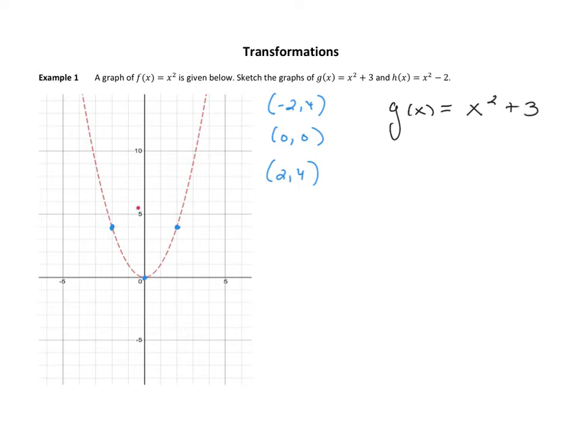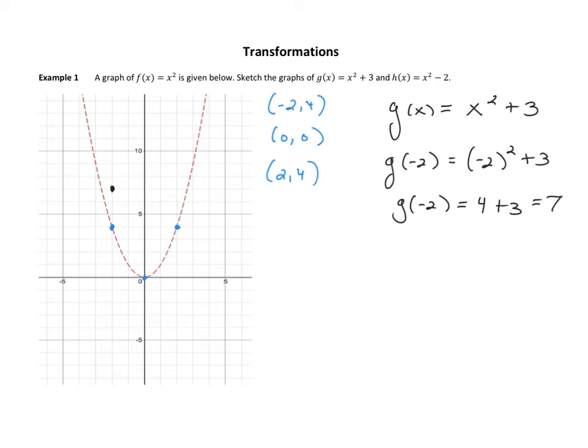and I want to see where this point goes on this function, I'm going to take -2, put it in place of x, and solve for the corresponding y value. So let's see, g of -2, that is -2 squared plus 3. All right, that is 4 plus 3, which is 7. So on the function g, at -2, we don't get 4. In fact, we get 7, so I'm going to plot that point here.